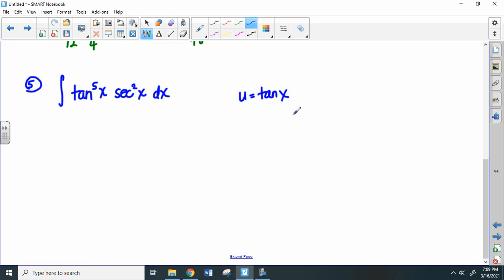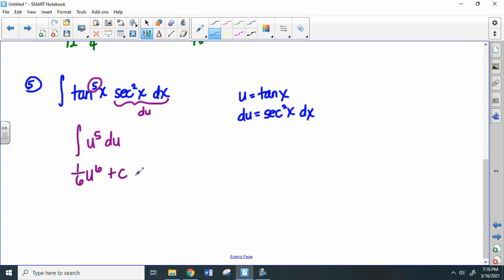So I know that the derivative of tangent of x is secant squared of x. I'm going to multiply by my dx to get it set up right, and I actually already have that. All of this is du, and tangent of x is u, but it has a 5th power. So what I really end up integrating is u to the 5th du, and that's what I'm going to apply the power rule to.